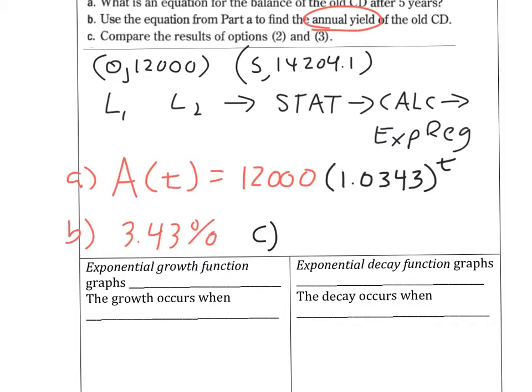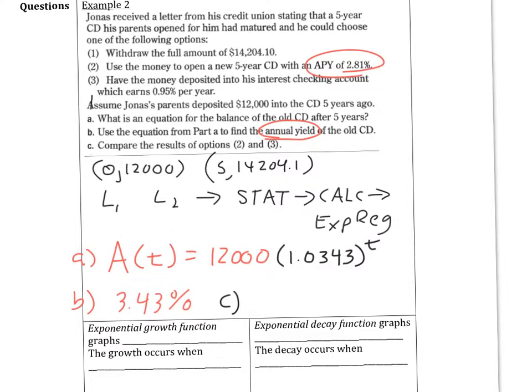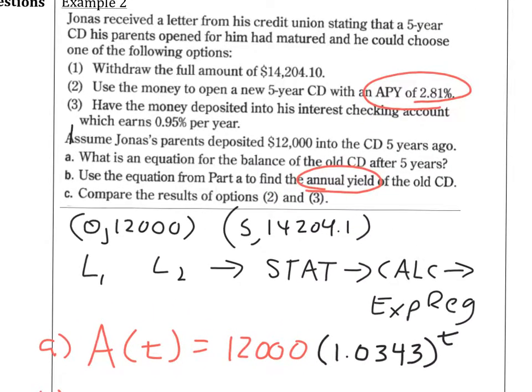Now the last part here. We're going to compare the results if he chooses to use this 2.81 and for the other one there.